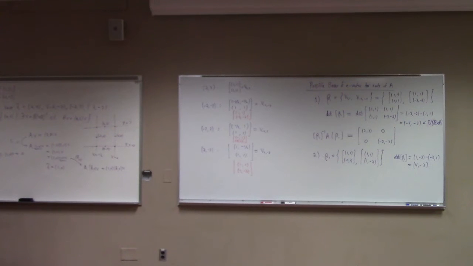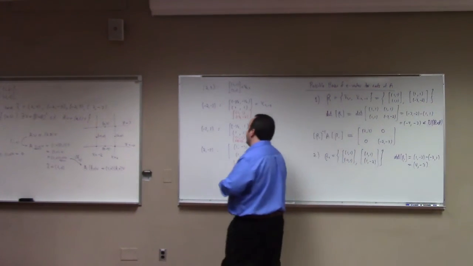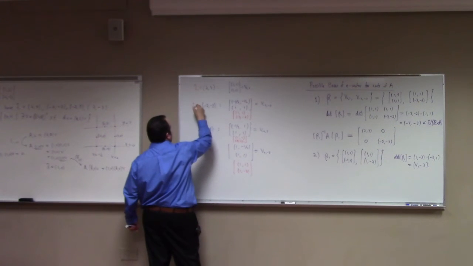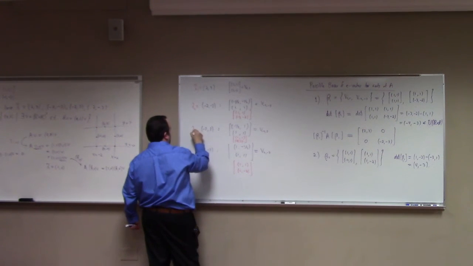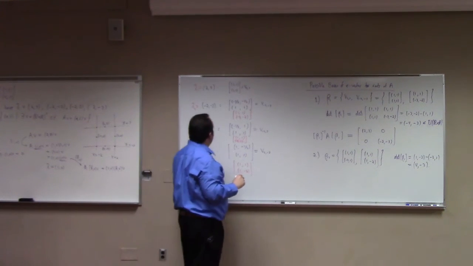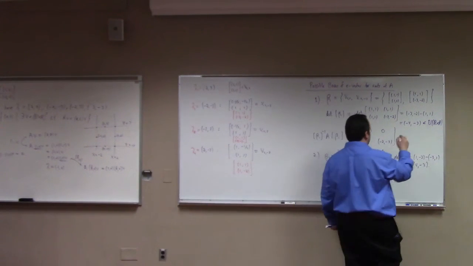This 4 comma minus 3 and this minus 4 minus 3, how do these relate to the eigenvalues? Let me give these some names. We call this lambda 1, lambda 2, lambda 3, lambda 4. I believe this should be lambda 1, lambda 2. Am I wrong?